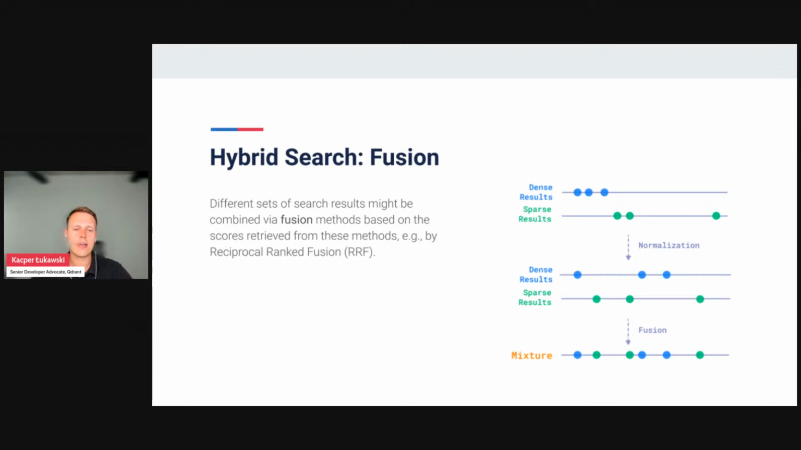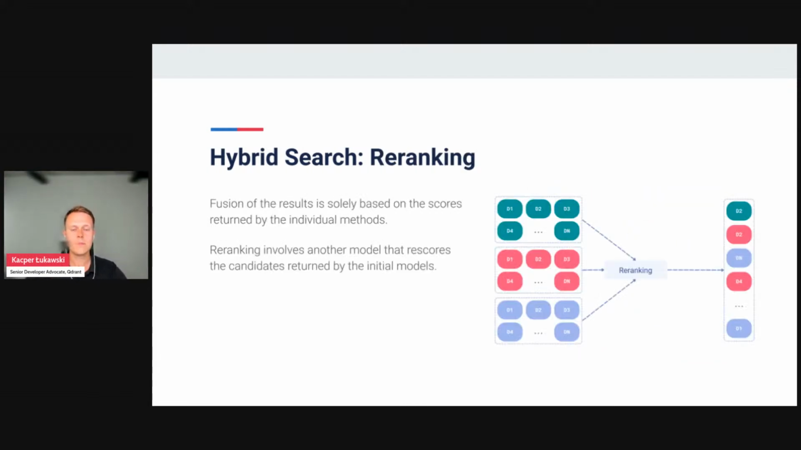And reciprocal ranked fusion is one of the methods that is commonly used to achieve that. And this is also another feature brought by Qdrant 1.10. You can build RRF with multiple prefetching mechanisms such as sparse and dense vectors just by calling the new query API. And another family of hybrid search mechanism is reranking.